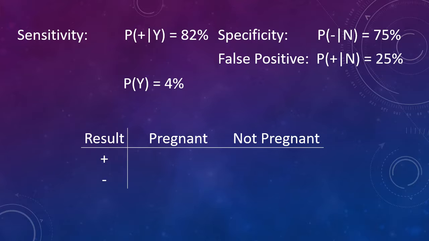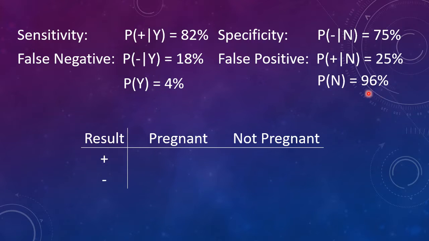And the false negative rate is computed from the sensitivity. If 82% of the women who really were pregnant got a positive test result, then that means that 18% of the women who really were pregnant must have gotten a negative test result. Finally, if 4% of women in the United States are pregnant, then that must mean that 96% of women in the United States are not pregnant.